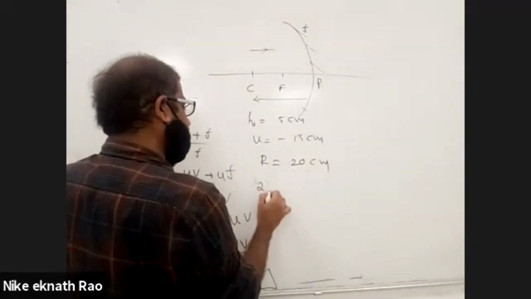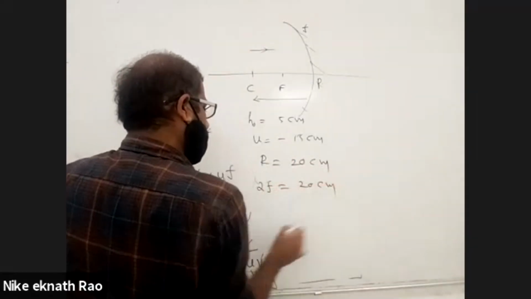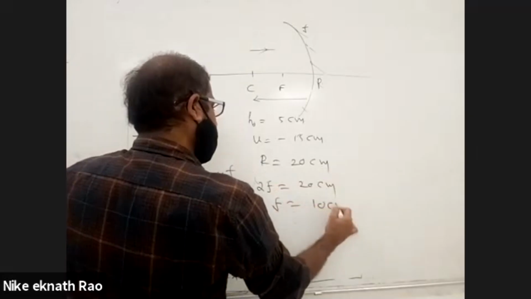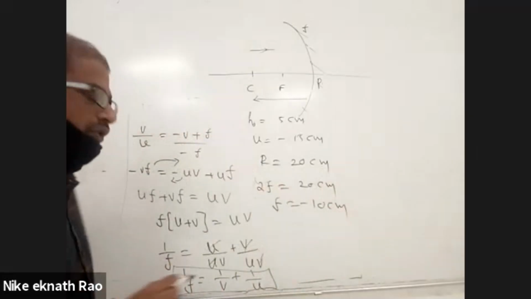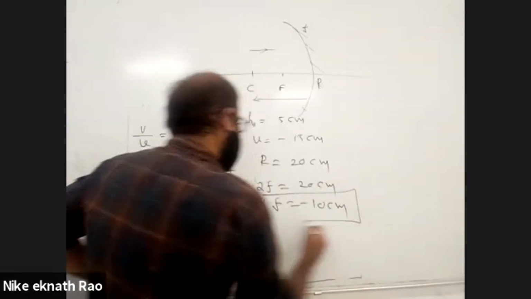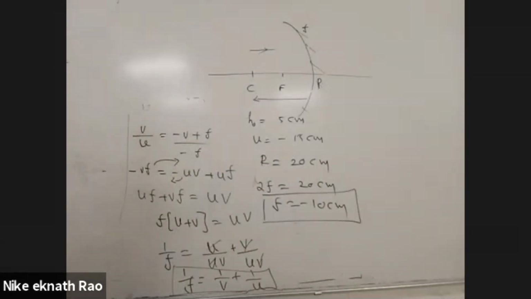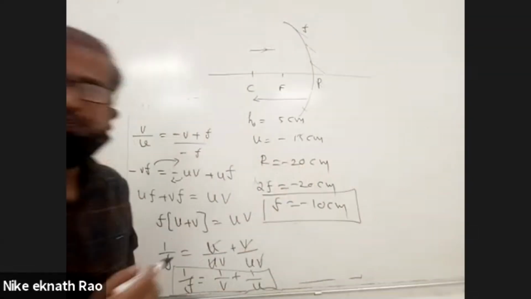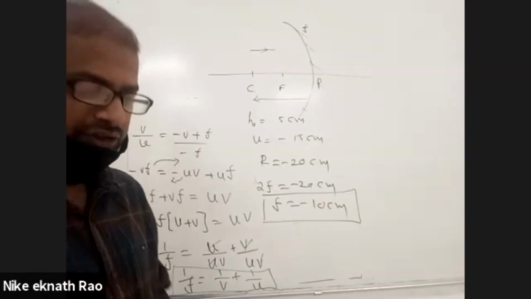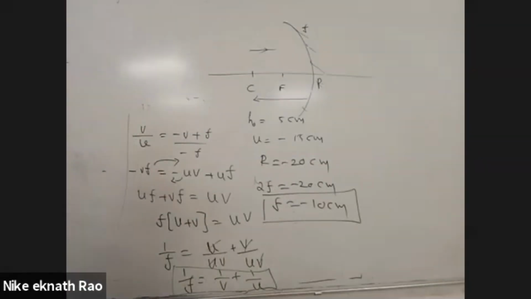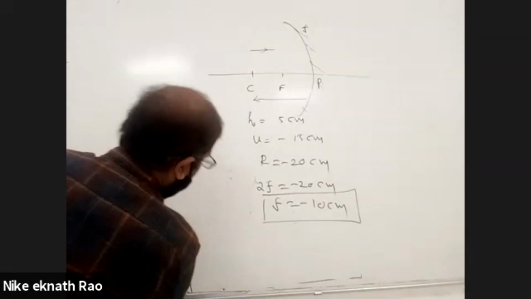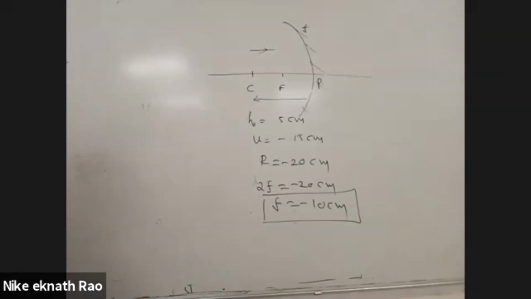But R value how much? R is equal to 20 centimeters here. Focal length how much? 10 centimeters. Concave mirror focus negative or positive? Concave mirror focal length is negative. If you want, you can write it after. So concave mirror focal length is negative for real object and convex mirror focal length is positive. Now, lastly, size of the image.